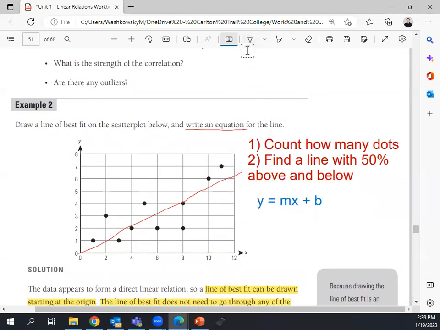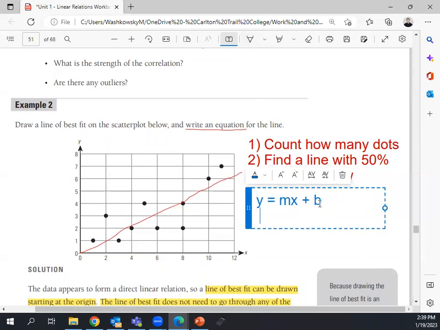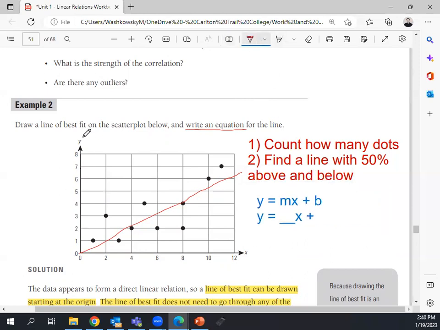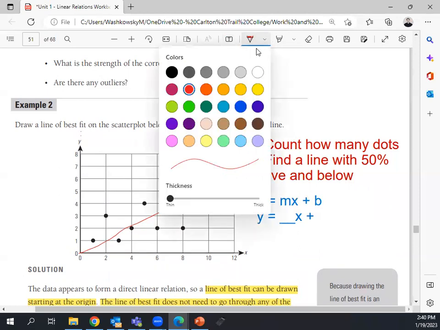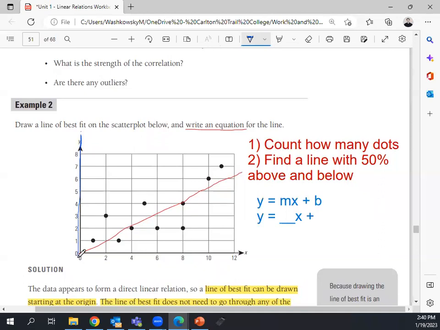So whenever we do an equation, we have y equals mx plus b. And all we need to do is figure out our slope, so what our m is. I'm going to put a space for it now, x, and then plus b. Is there a y-intercept here? Yeah, it crosses my y-axis here. This blue line I'm drawing on my graph crosses this axis at 0, 0.